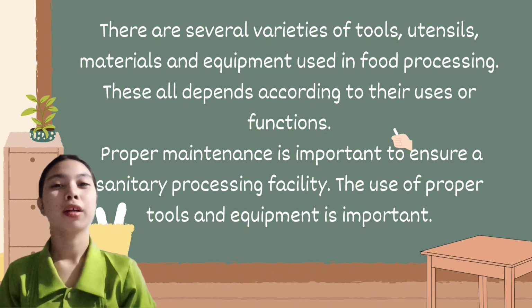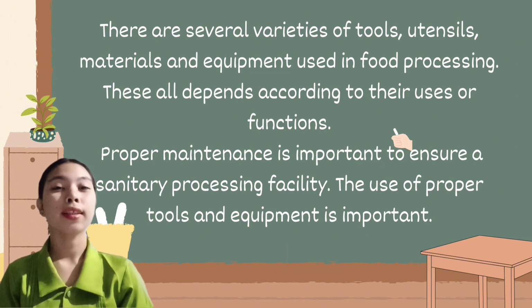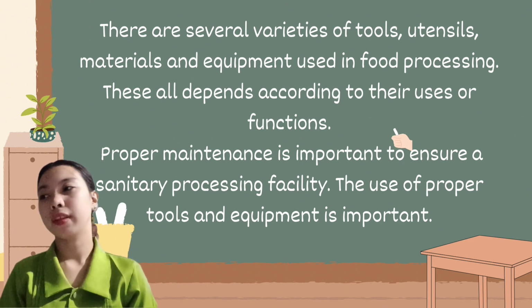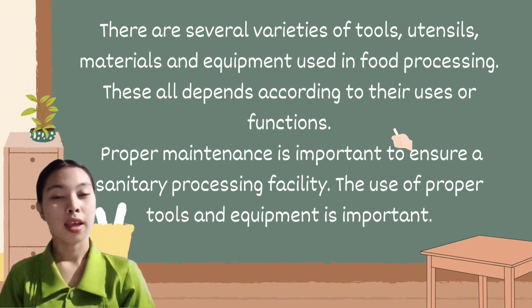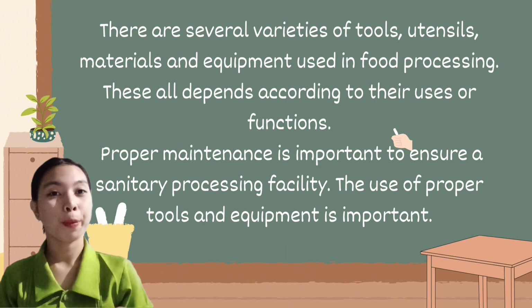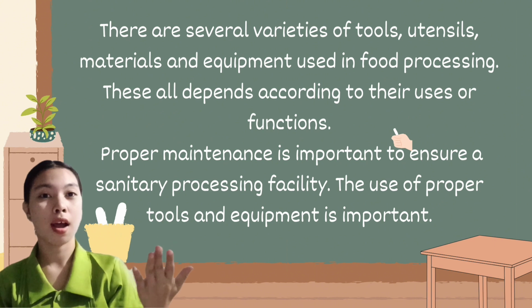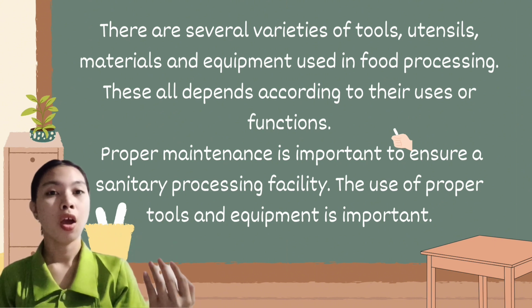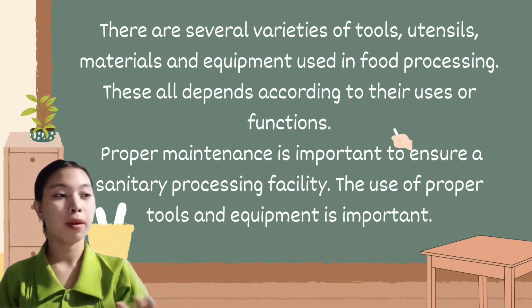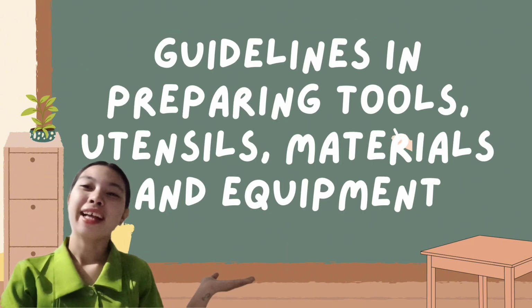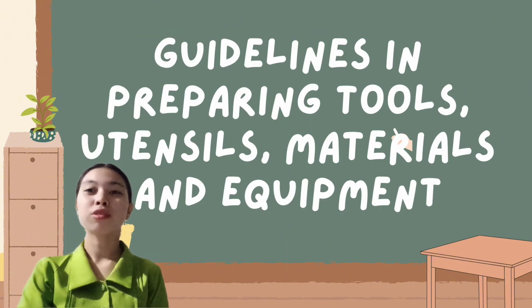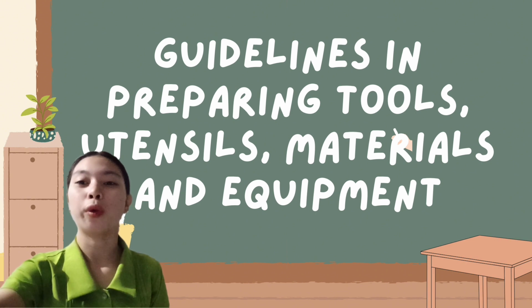So, sa paggamit ng mga tools and equipment, kailangan naaayon siya sa paggagamitan nito. Hindi tayo basta-basta pwedeng gumamit ng mga tools and materials na hindi naman proper sa paggagamitan natin, dahil maaari siyang unang-una mag-cause ng cross-contamination and also iba't ibang hawa sa pagkain. So we have here the guidelines in preparing tools, utensils, materials, and equipment.